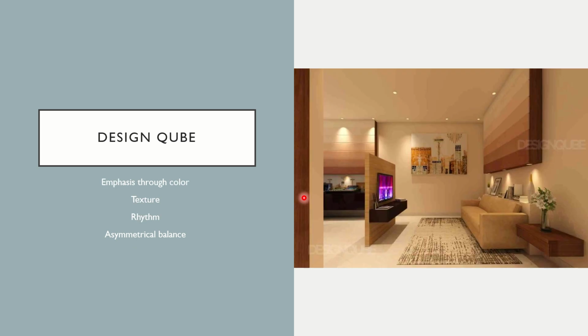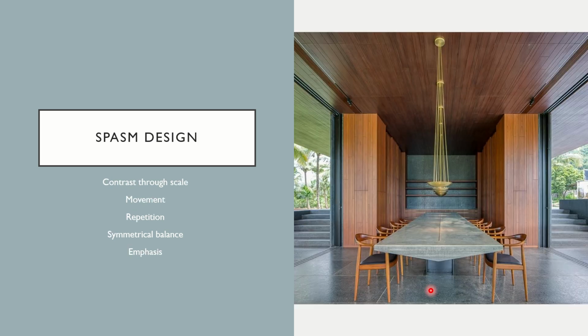In this picture, we can see the emphasis through colors here as well, and on this TV screen as well. We can find the texture here and the walls as well. We can find an asymmetrical balance if I divide the picture from the center.